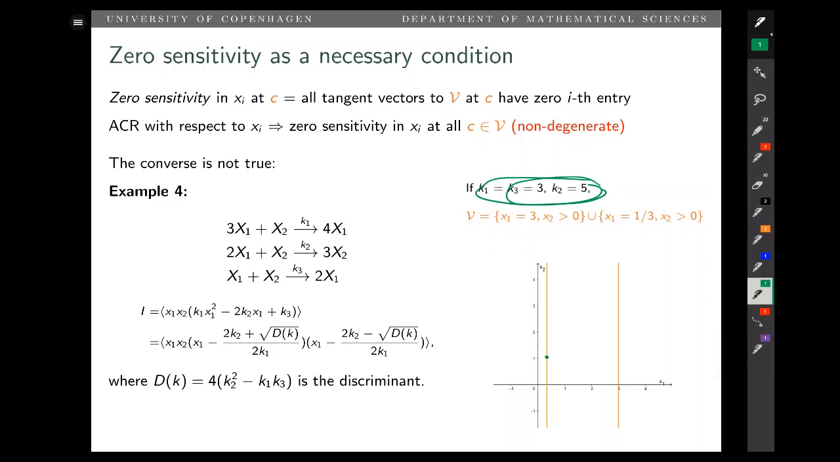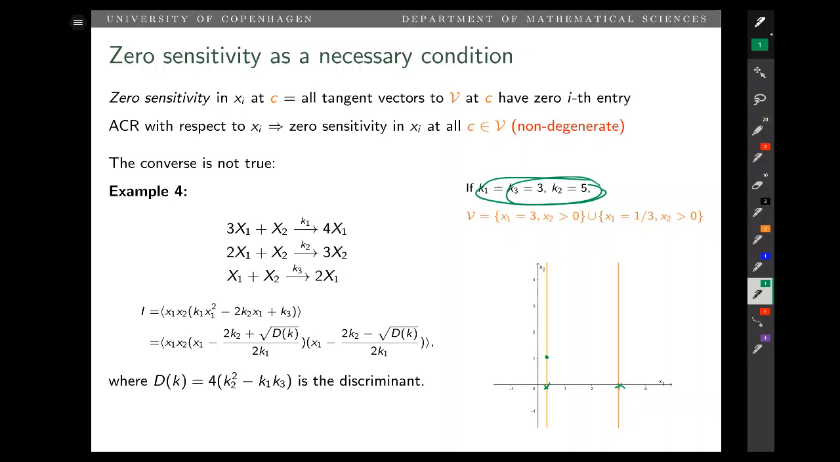But it's not the same value everywhere, right? I have 2 different values. I have this value and this value. The only thing is, to go from one to the other, I need to jump from one line to the other. And this will not happen by moving slowly, slightly. So this is what can go wrong when trying to join ACR with 0 sensitivity.